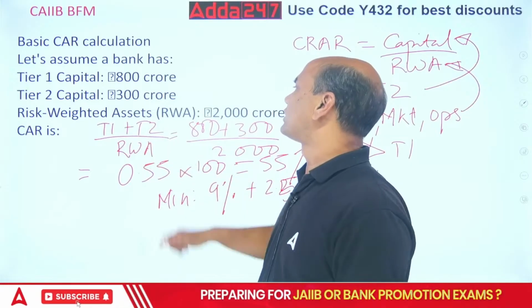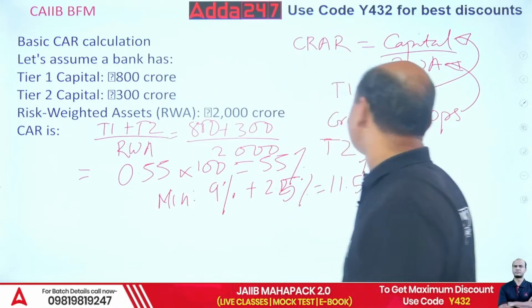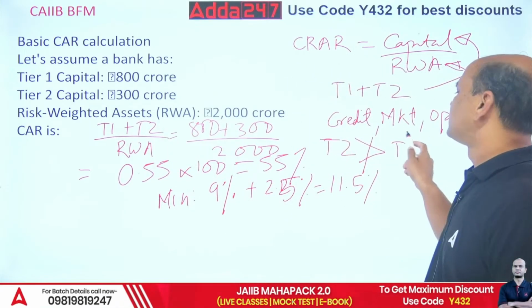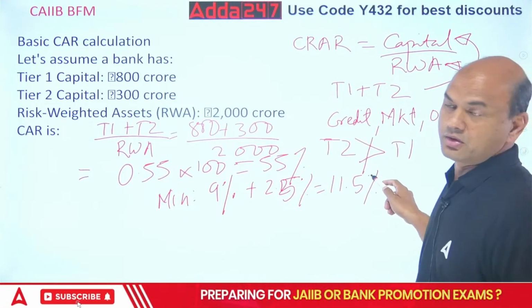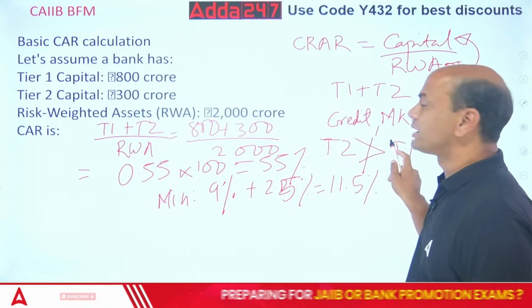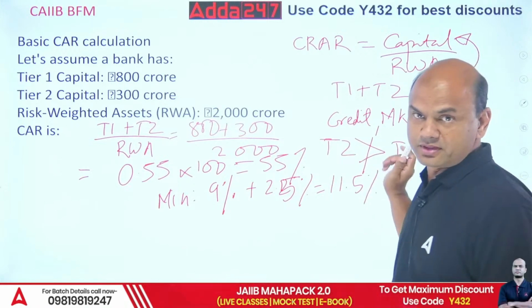Tier 1 plus tier 2 capital. Okay, one more point. As I gave you, tier 2 capital can never be greater than tier 1 capital. Always remember this. T2 can never be greater than T1, number one.